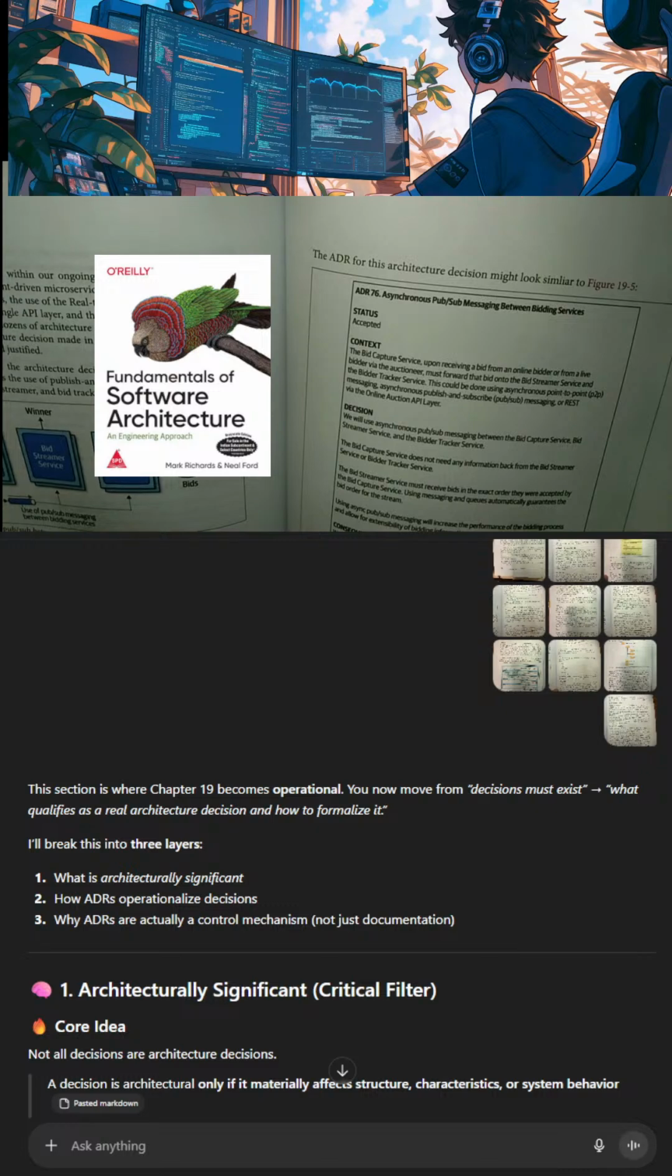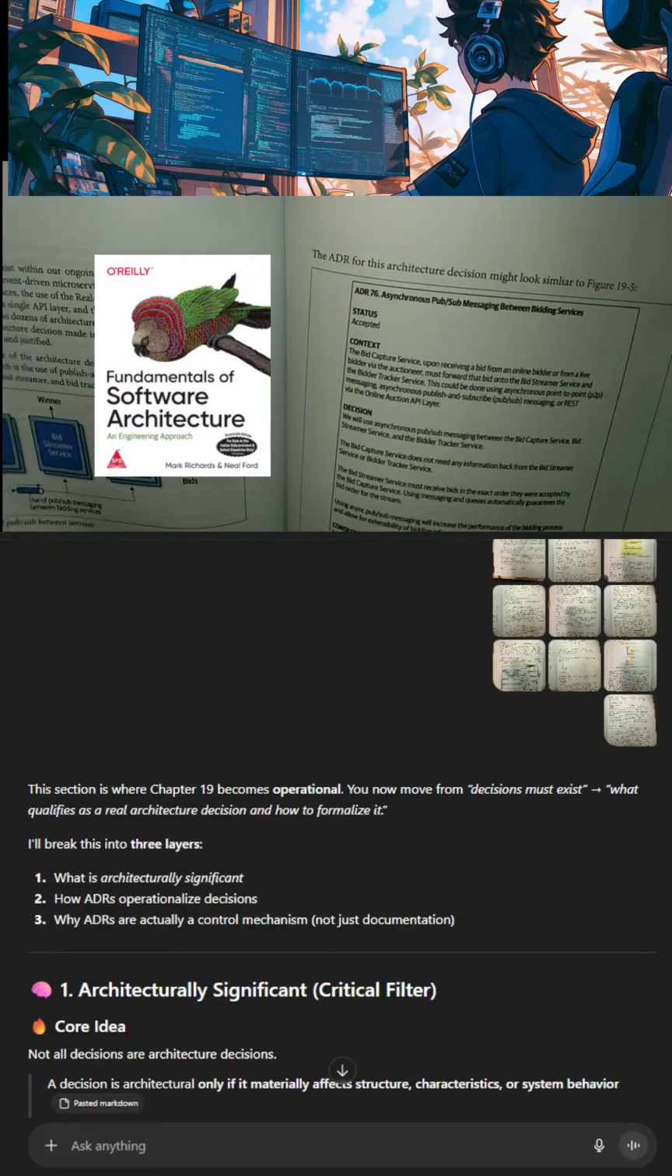Architecture decisions exist within the architecture in the case study, Going Gun. The use of event-driven architecture, the use of real-time transport protocol RTP for video capture, the use of a single API layer, and the use of publish-subscribe messaging are just a few of the dozens of architecture decisions that are made for this system. Every architecture decision made in a system, no matter how obvious, should be documented and justified.